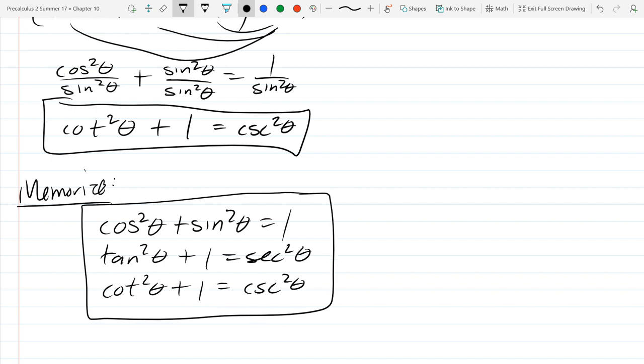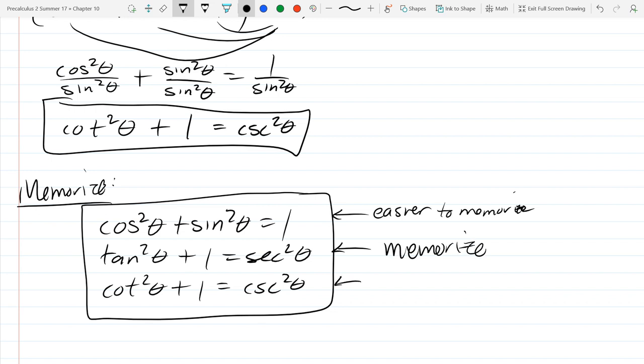The first one you're going to use quite a bit more. It should be relatively easier to memorize. So the first one's easier to memorize. The second one, not so easy. You just have to memorize it.